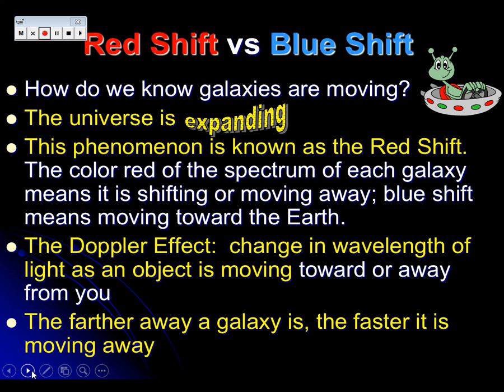Blue shift means moving towards the Earth. Redshift means moving away from the Earth. The Doppler effect is a change in wavelength of light as an object is moving towards or away from you. And the further away a galaxy is, the faster it is moving away. Anything in yellow on this slide is what you need to copy.